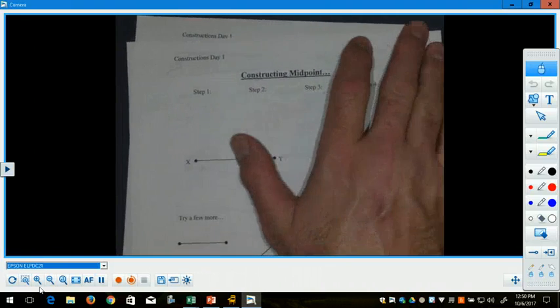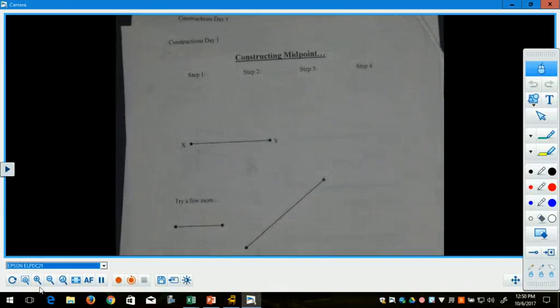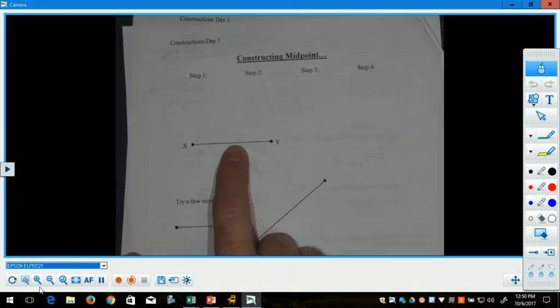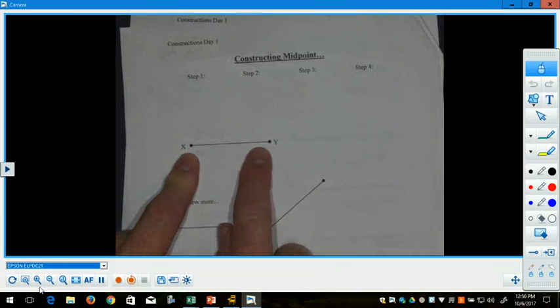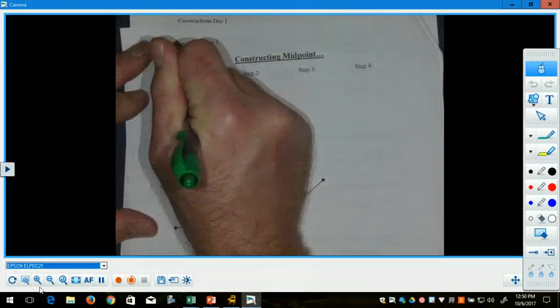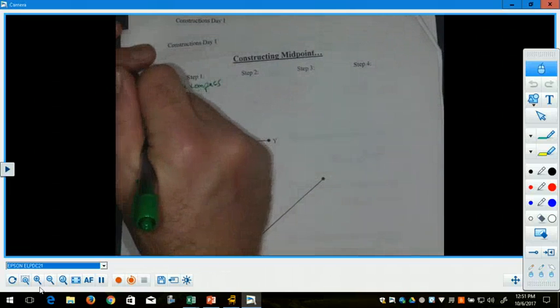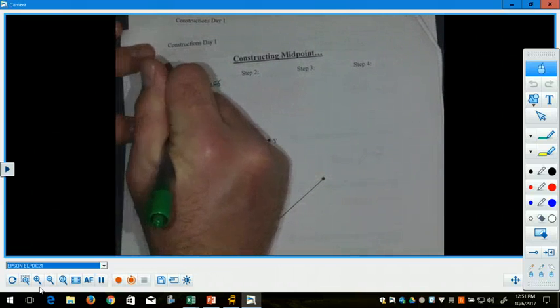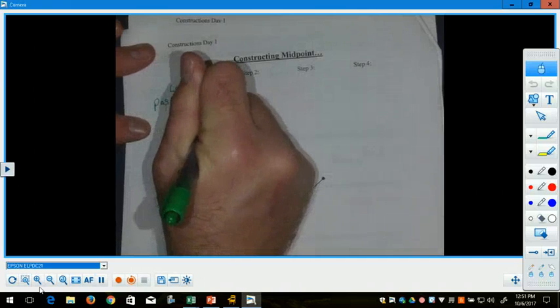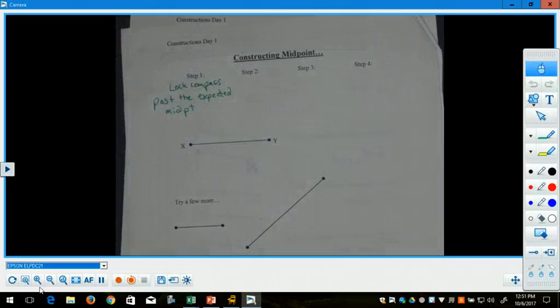Step 1 is actually, where do you guys think the midpoint is roughly? In the middle. If I make my compass go to the middle, I'm not going to be able to complete this construction. I actually have to make my compass a little bit bigger than where I think the middle is. So step one is to lock your compass a little past the expected midpoint. Wherever you expect the midpoint to be, lock it past that.